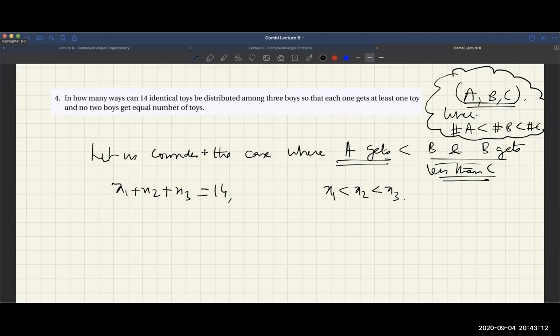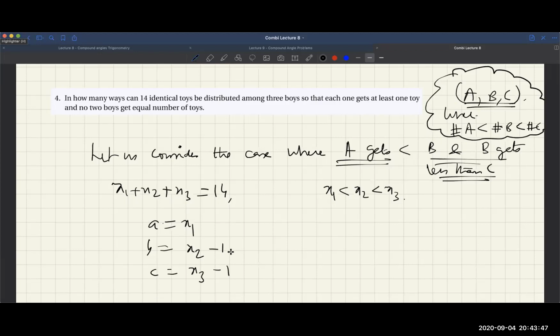This is a particular case. Okay, so in this case what we can do is x1 less than x2. So I can say that let A be equal to x1. Okay, and I can say if x2 is more than this, so I can say B is equal to x2 minus 1, okay, and C is equal to x3 minus 1.